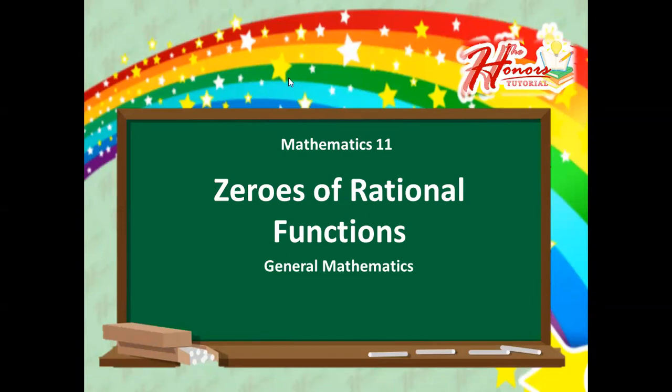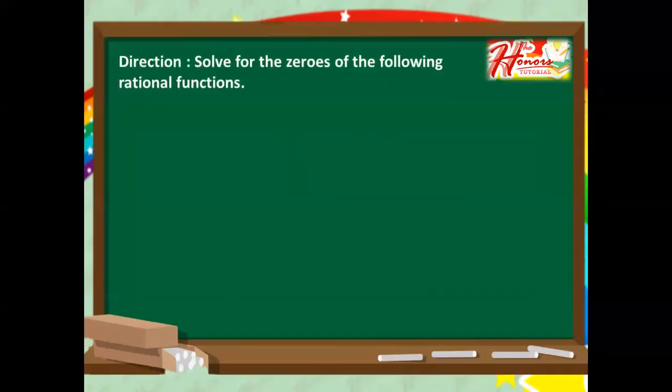Our topic for today is about zeros of rational functions for General Mathematics under Mathematics 11. Direction: solve for the zeros of the following rational functions. For example number 1, we have f(x) = (x - 1)/(x + 2).